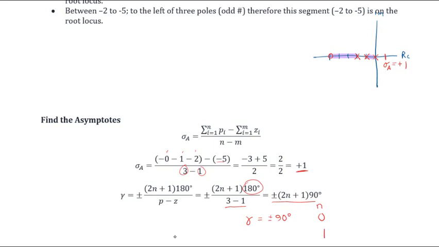For n equal 1, that's going to be 2 times 1 plus 1, that's 3. So that's going to be plus or minus 270. And plus or minus 270 and plus or minus 90 are the same angle. So it's repeating, so we can just forget it and move on. So basically this asymptote is going to be straight up and down.